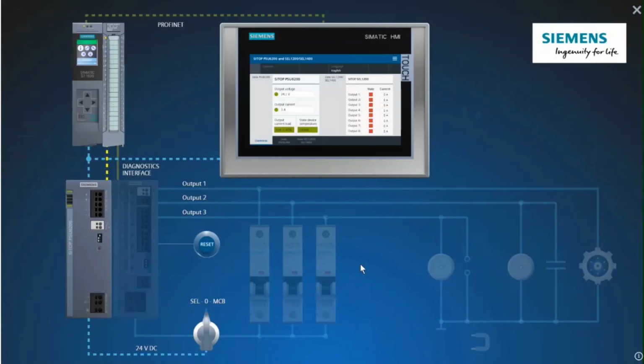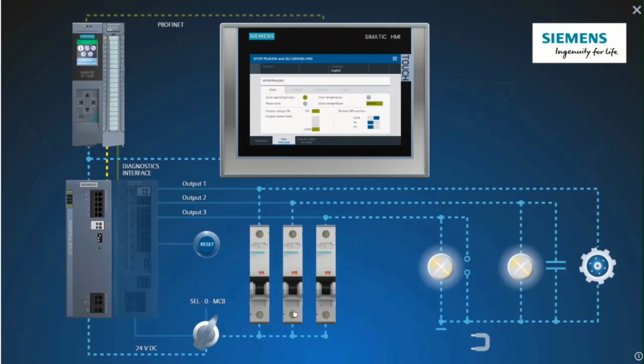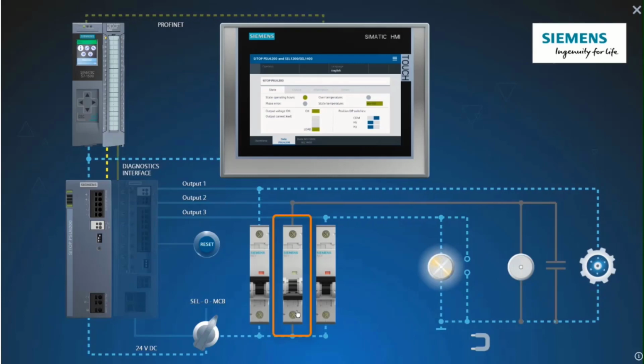How does the miniature circuit breaker behave in case of a high inrush current? A large capacitor which requires a high charging current when empty is connected to output 2. Now we switch over to the miniature circuit breakers and, as you can see, the second circuit breaker trips.